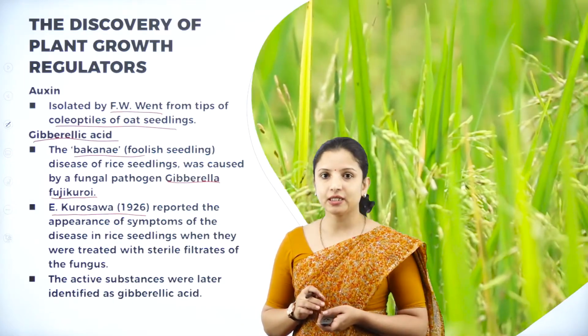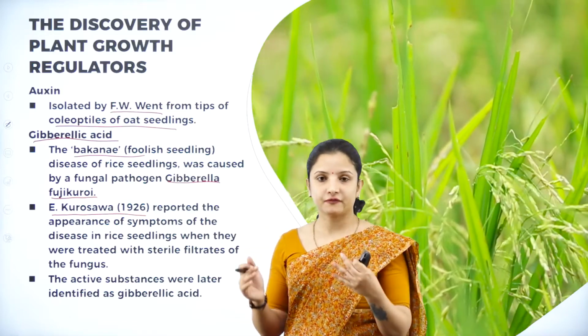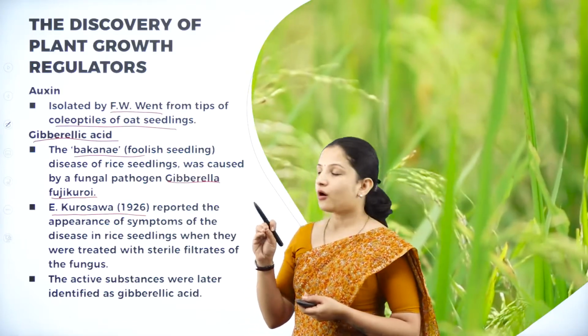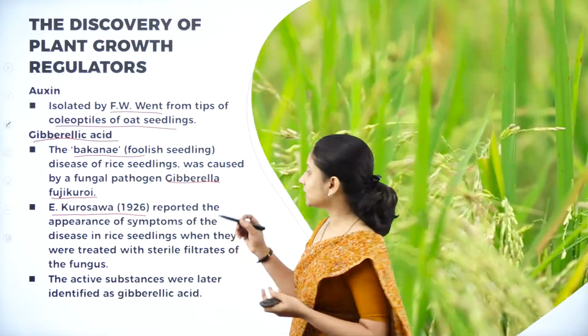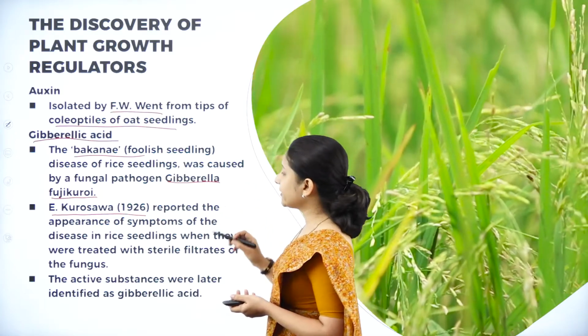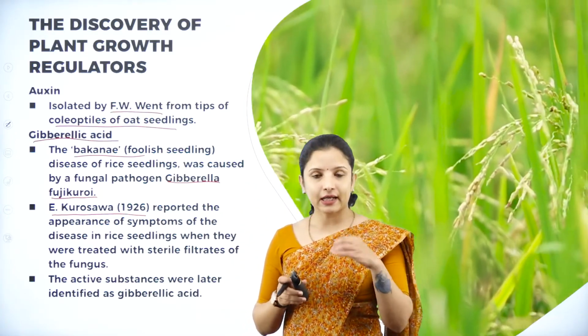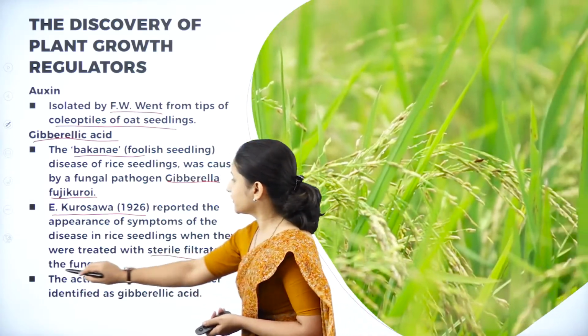Kurosawa, in the year 1926, when he was studying for the first time, was the first to report the appearance of some symptoms on the rice seedlings. What he did was take the rice seedlings and treat them with the sterile filtrates of the fungi Gibberella fujikuroi.